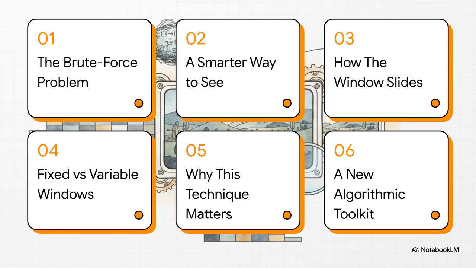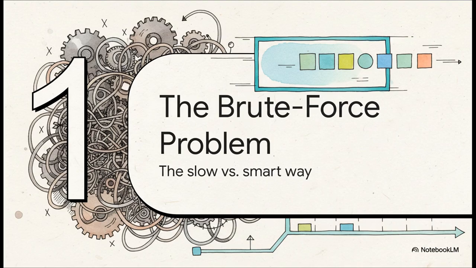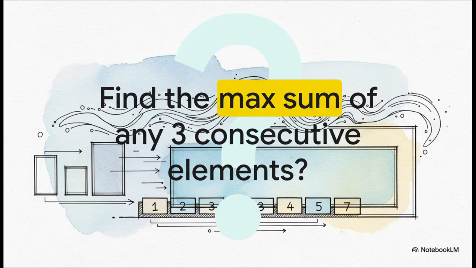Okay, let's dive in. Every great solution really starts with a problem. And in the world of programming, that problem is often the slow, brute force way of doing things that we all jump to first. Let's kick things off with a simple challenge. Imagine you've got a list of numbers. How would you find the biggest possible sum of any three numbers that are right next to each other? Just think about it for a second. How would you actually code that up?